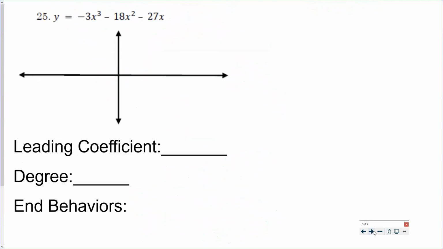All right. Example 25. I have negative 3x cubed minus 18x squared minus 27x. So I can't really graph it how it is now. So I have to factor it first and put it into factored form to be able to actually graph it. Anytime you're graphing or factoring something, the first thing you should always look for is a GCF. If I look at this polynomial, I have a GCF of negative 3x. So you factor out that negative 3x, and what you're left with is x squared plus 6x plus 9.